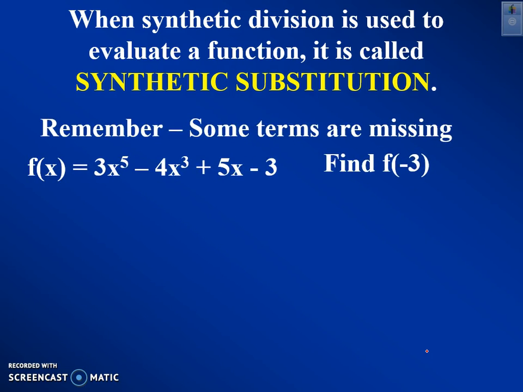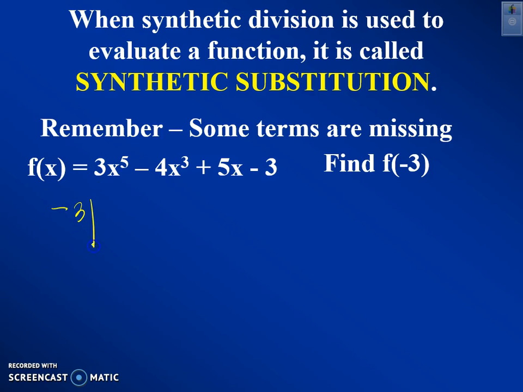So, when synthetic division is used to evaluate a function, like in the previous two examples, it's called synthetic substitution. Remember that there are cases that some terms could be missing. So in this case, we have 3x to the 5th, then we skip down to a negative 4x cubed plus 5x minus 3, and we're asked to find f of negative 3. So first of all, we want to make sure that all of our terms are accounted for. So I need a placeholder for that x to the 4th term that's missing.